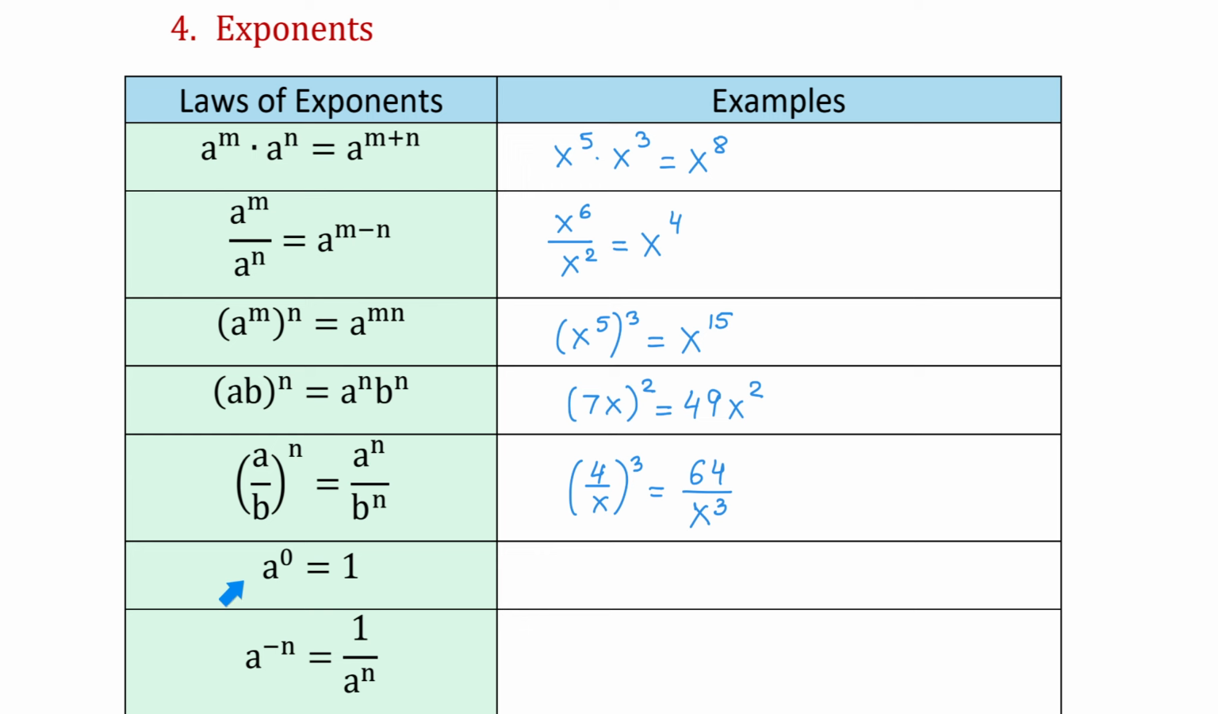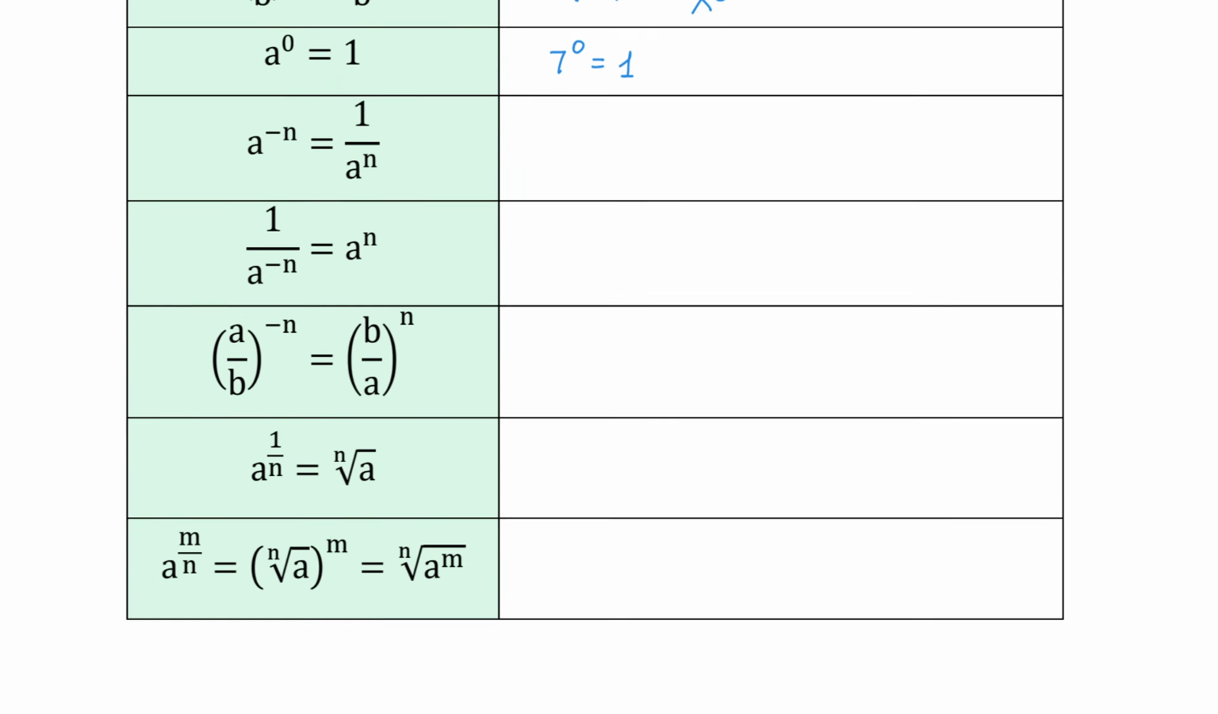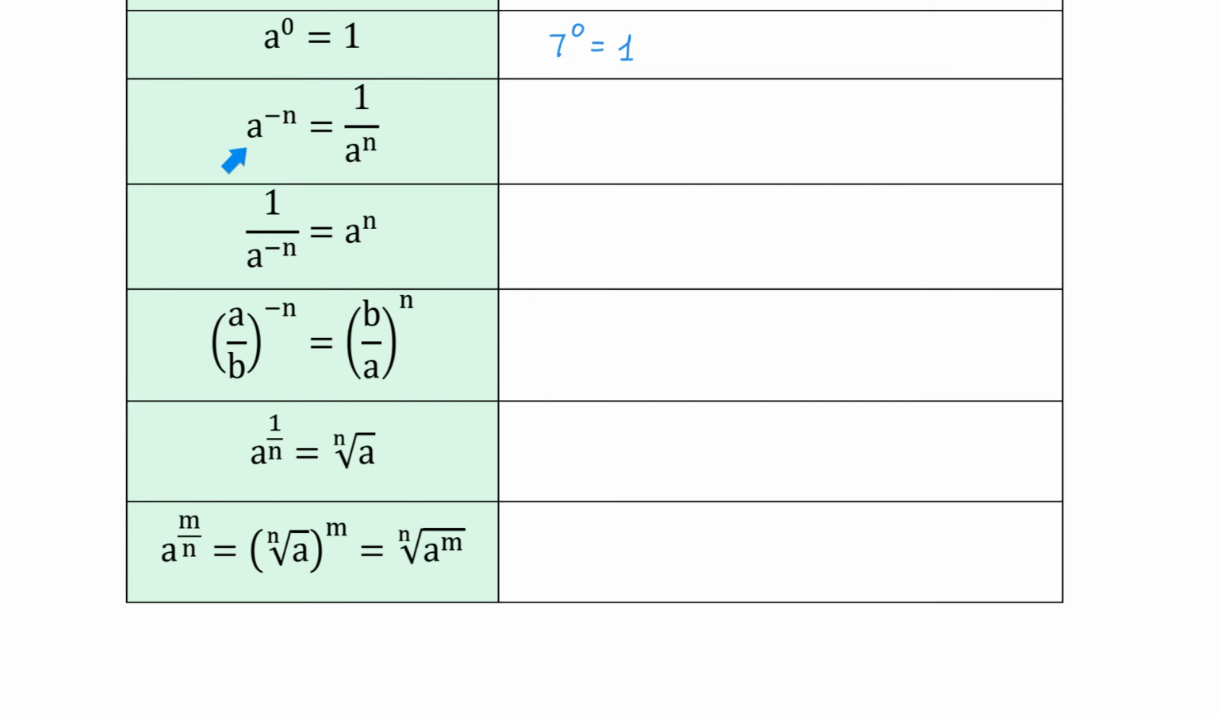If we raise a non-zero number to the 0 power, we will get 1. For example, 7 raised to the 0 power equals 1. If we have a number a raised to a negative exponent and we move it down to the denominator, then the exponent becomes positive. For example, x to the negative 5 equals 1 over x to the positive 5.